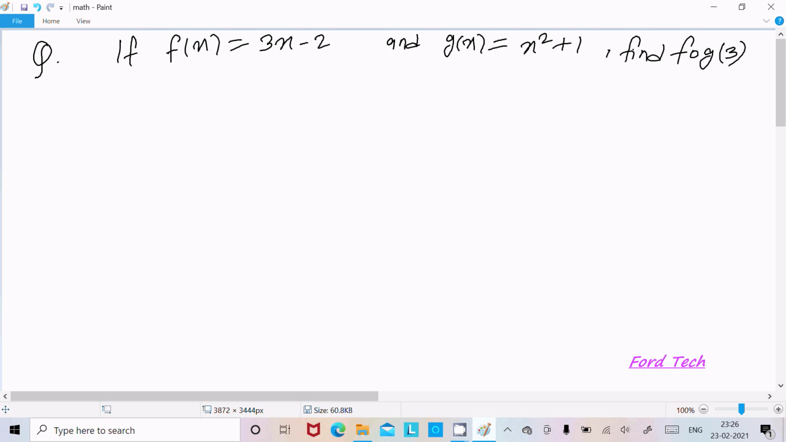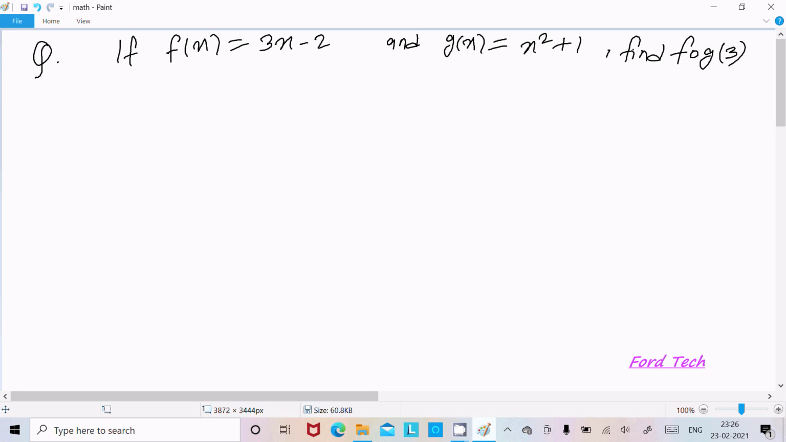Inside calculus, this is the example of function. So we need to find f∘g(3), f circle g of 3. Okay, so here the given things are f(x) equals 3x minus 2, g(x) equals x squared plus 1.